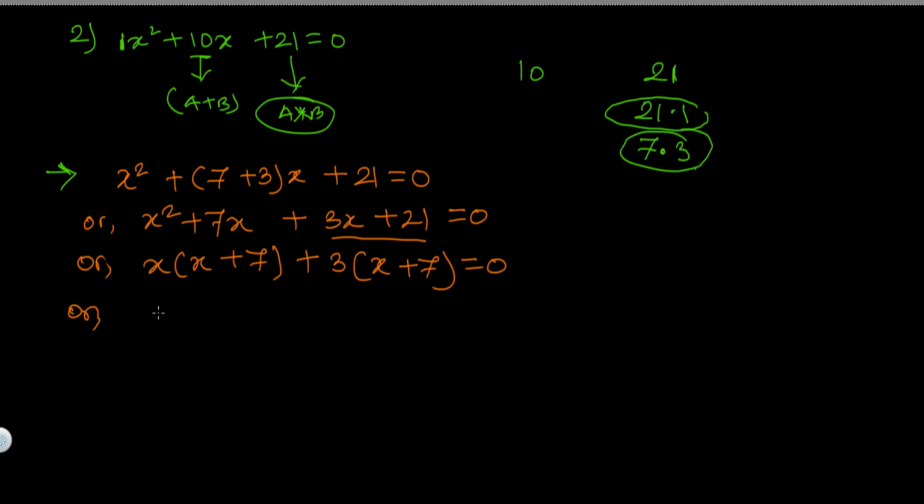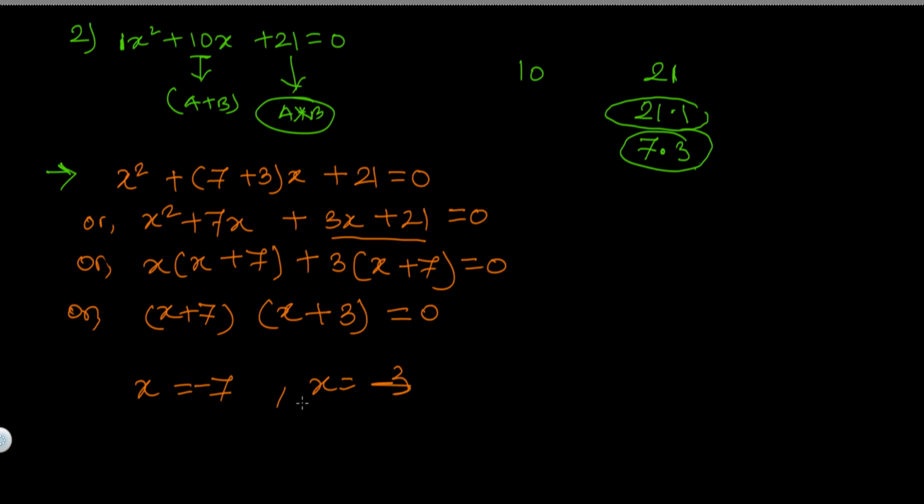Therefore we have x plus 7 and x plus 3 equal to 0. Either x equal to negative 7 or x equal to negative 3. So this is how we solve a quadratic equation using the method of factorization.